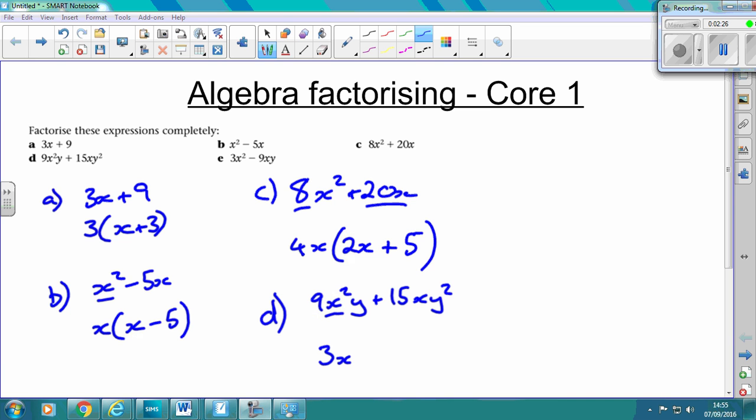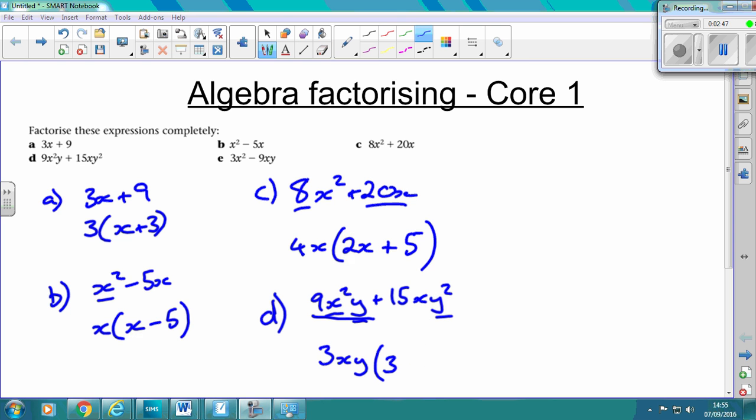If we then have a look at the y's, we've got a single y here and we've got a y squared here, so we can only take a single y out. It's going to be 3xy we take outside. Now, 3xy times by this first thing here makes 9x squared y. So we're going to start off with a number. So 3 times 3 makes the 9.